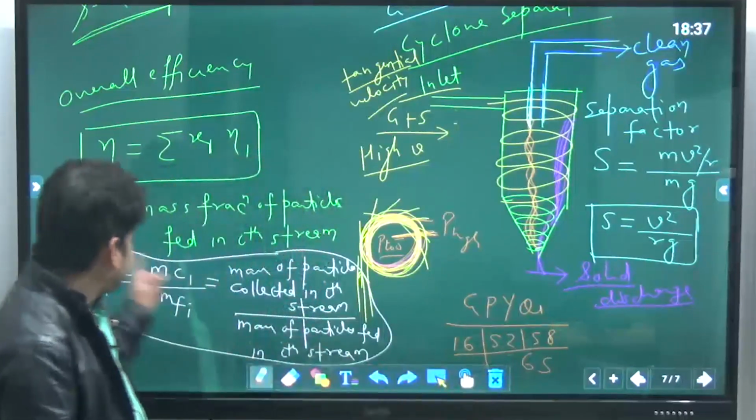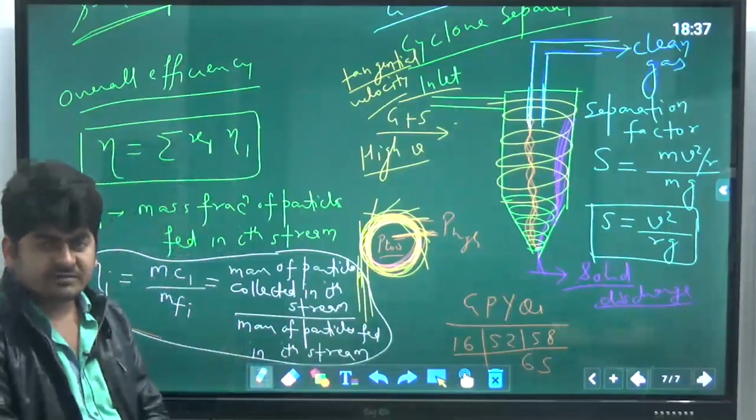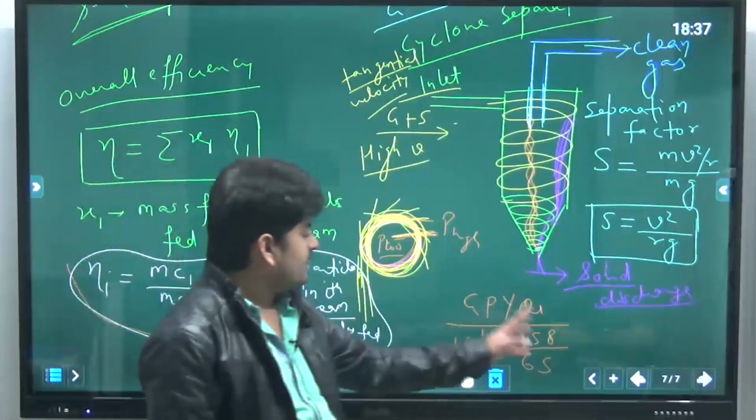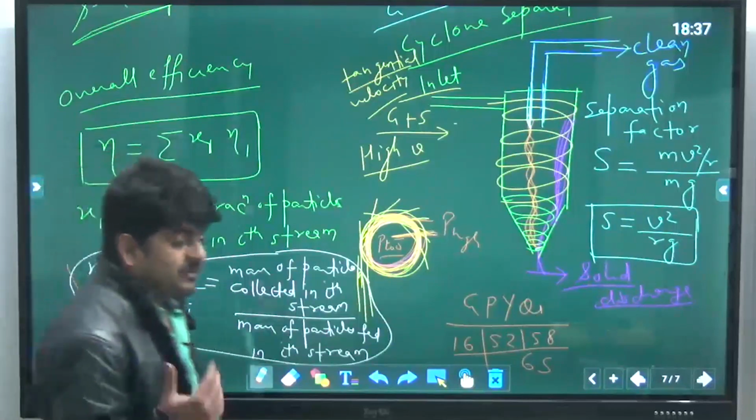52 is for this, that you can practice to calculate the overall efficiency. You will understand that easily. Okay, and again I am repeating one more point.